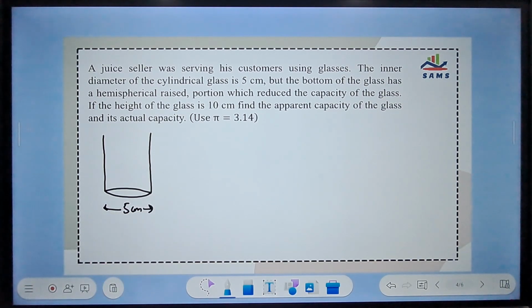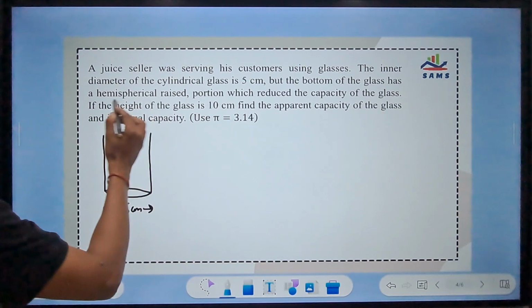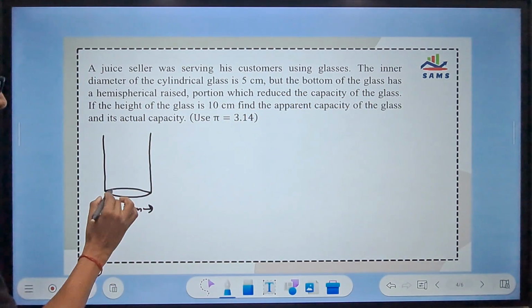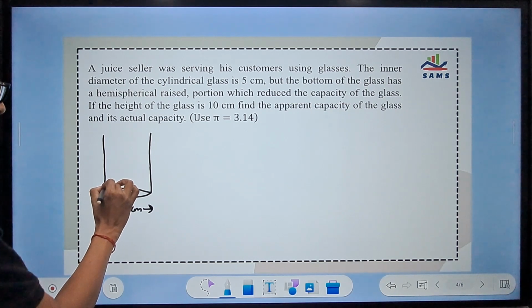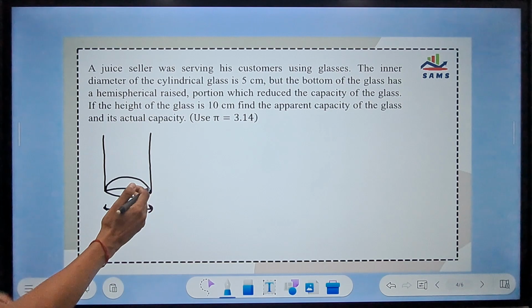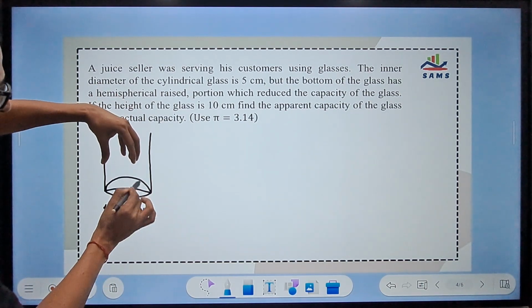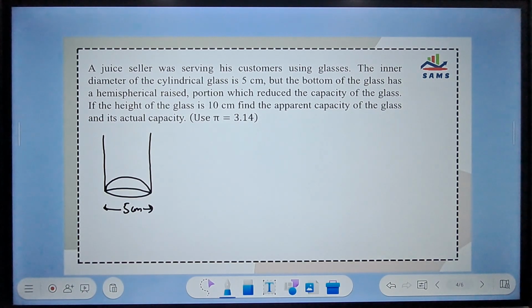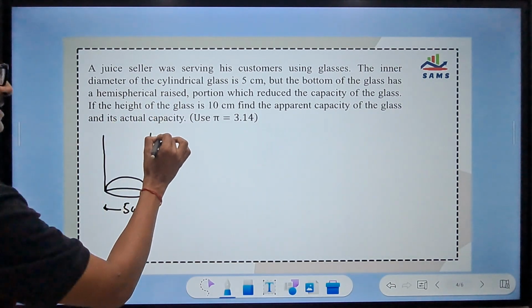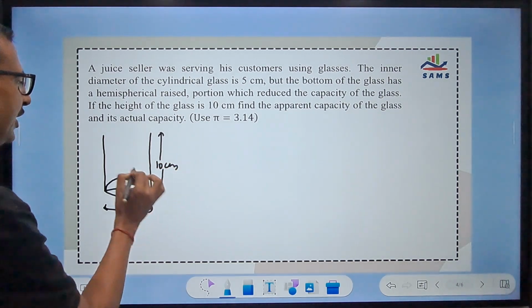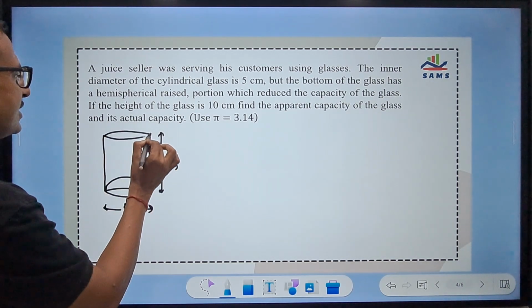Now, but what is he doing? The bottom of the glass has a hemispherical raised portion which reduced the capacity of the glass. So he is acting smart. He has a hemisphere like this inside. So the juice only comes in up to this level and not up to this level. Okay. Now the height of the glass is 10 centimeters. So this is 10 centimeters, and we need to find the capacity, right?